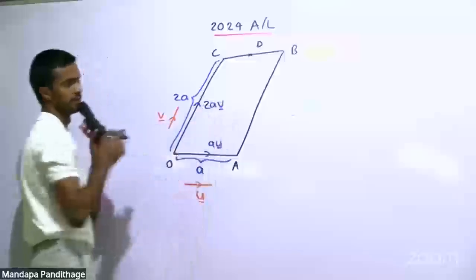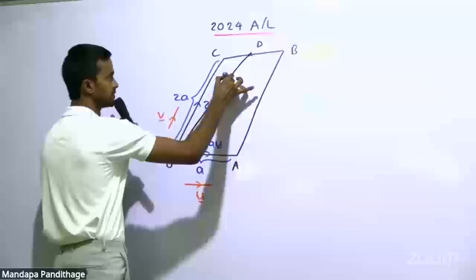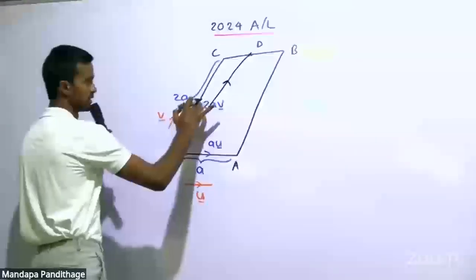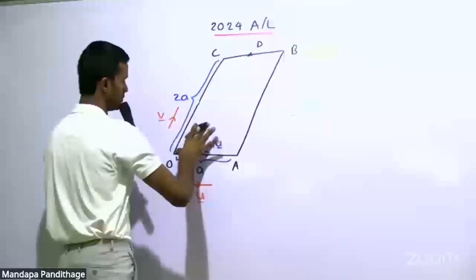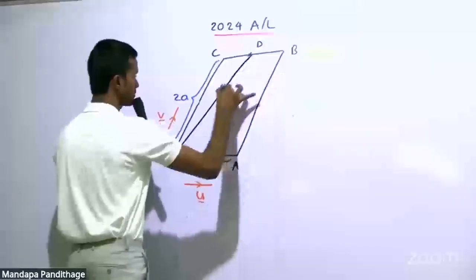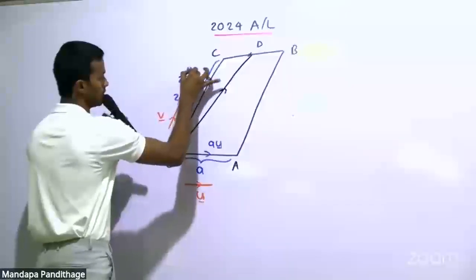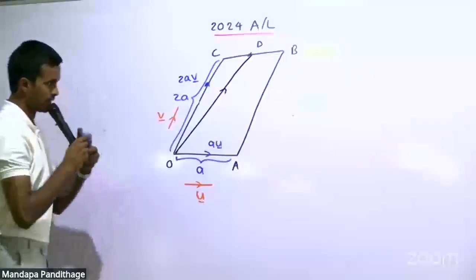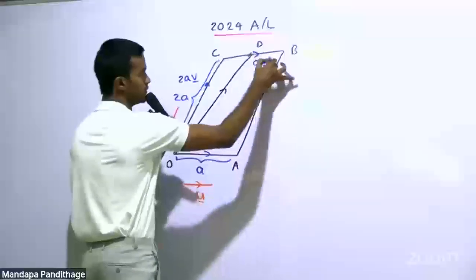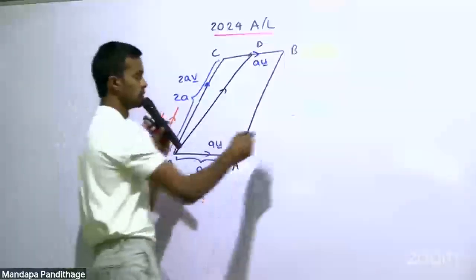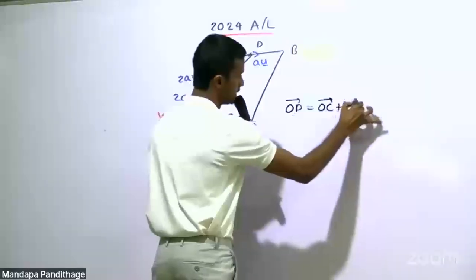2A, B. You're supposed to find the vector OD. Let's mark it here. So this is 2AV. Then I know if this is a parallelogram, even this vector is vector AU, then you can write OD is equal to OC plus CD.